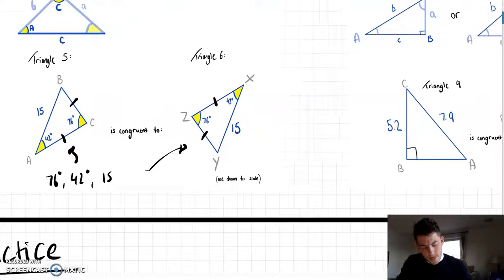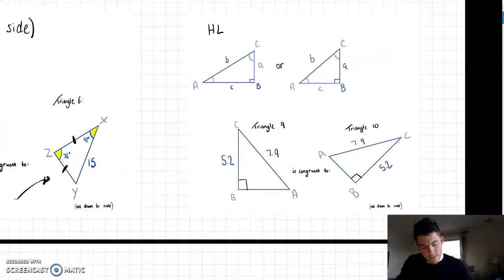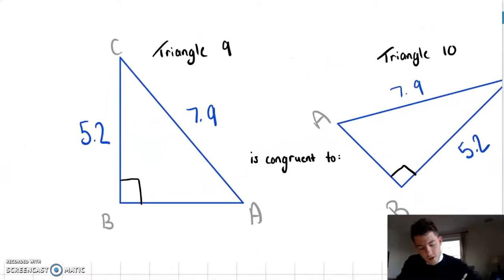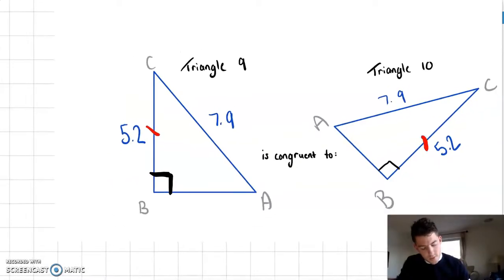Last one. This is the right angle triangle. Here's the example. The hypotenuse. So we've got the right angle here, and we've got a side of 5.2. So I can see that equals that. We've got a 7.9 here, the hypotenuse.